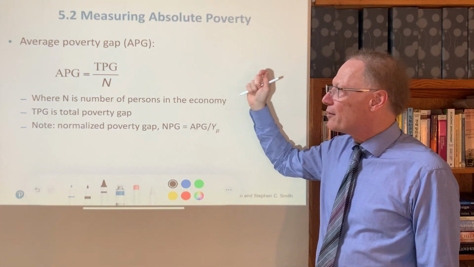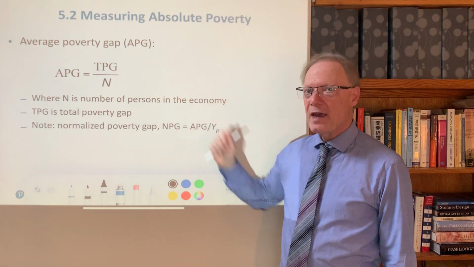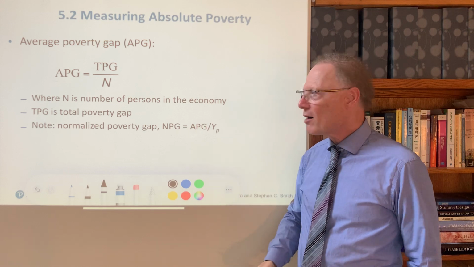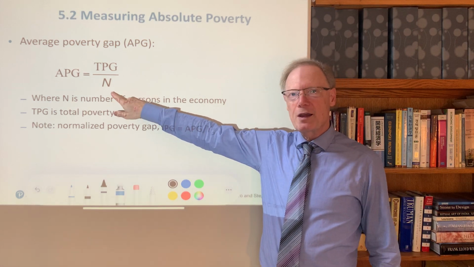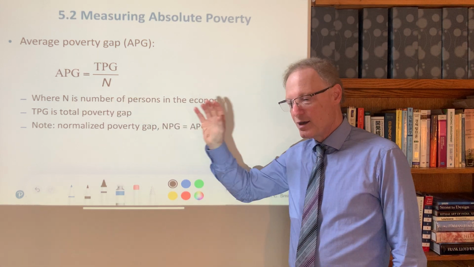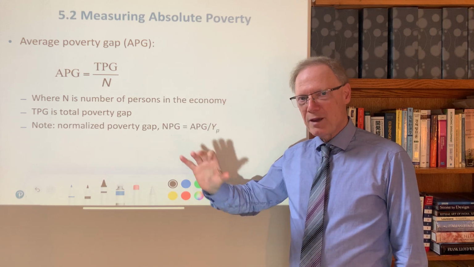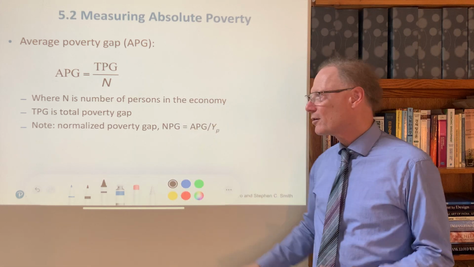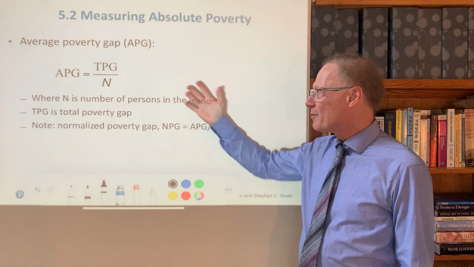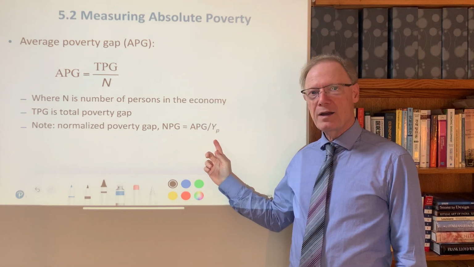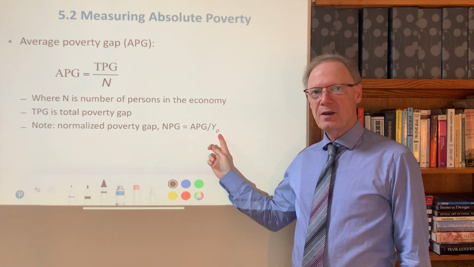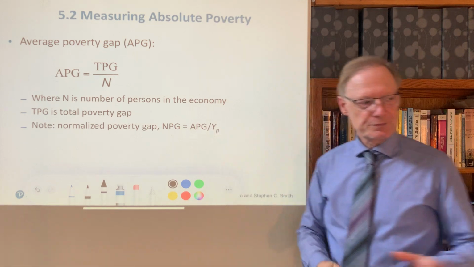We can go with this another step to talk about the average poverty gap. Now, the average poverty gap is examined in relationship to the total population. That's to give it some population principle character, if you want. Sometimes this is normalized by dividing by the official poverty line.